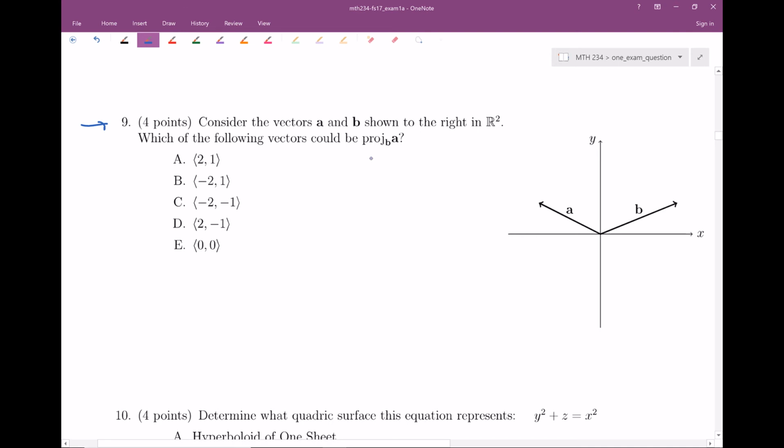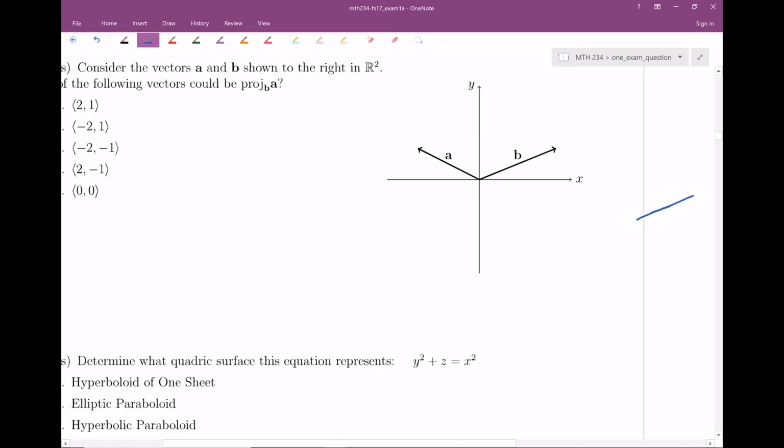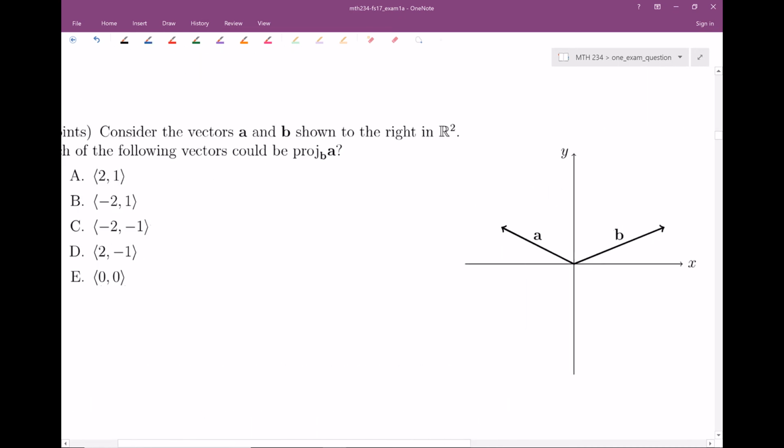Okay, and so if we remember the projection of A onto B, we draw the line that contains the vector B. Computer kind of went crazy on me. So we draw this line right here, and we want to project A onto this line that contains B, right? So if we project this down at a nice 90-degree angle, maybe I'll use purple, this right here is going to be the projection of A onto B.